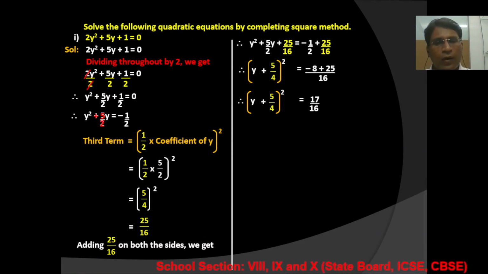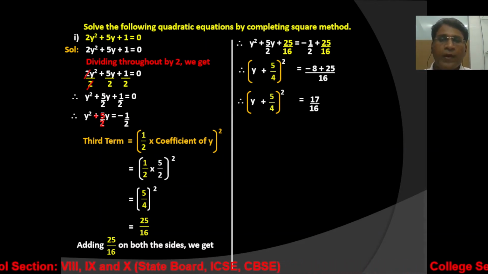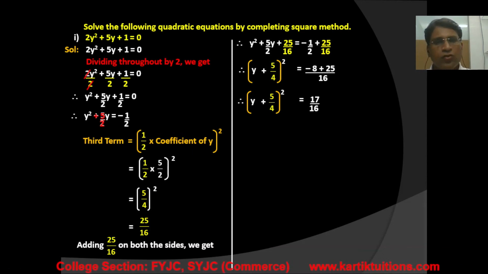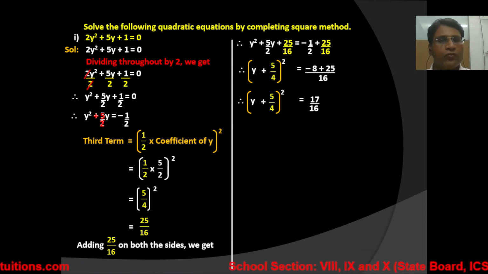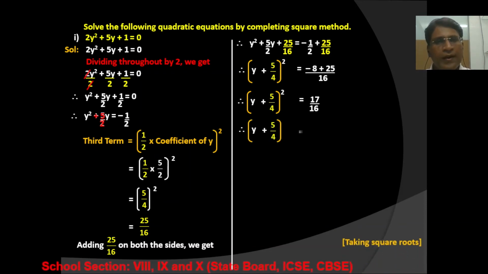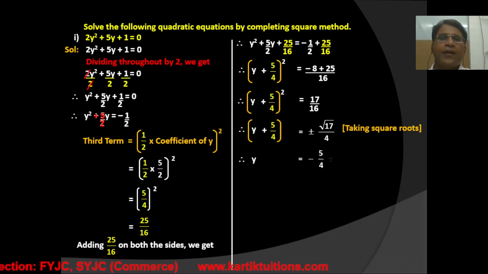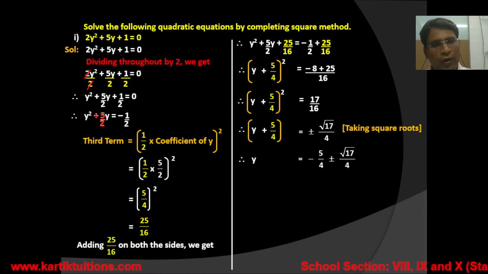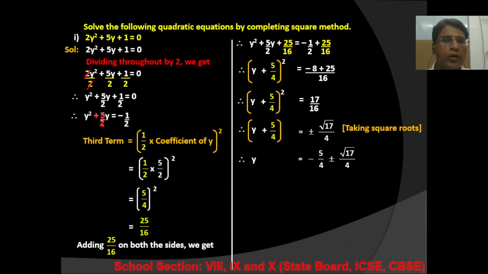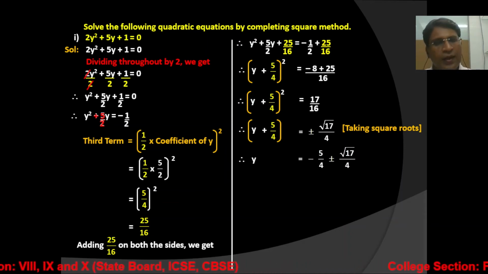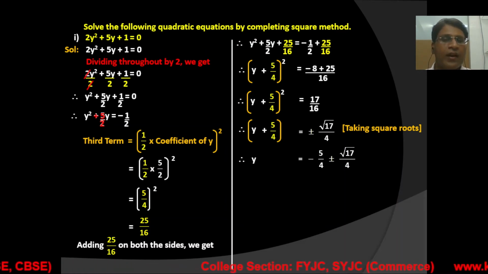Now the next step, taking square root with plus minus sign on right hand side. When we take the square root, our left hand side will become y plus 5 upon 4. On the right hand side, 17 is not a perfect square, but 16 is a perfect square. So when you take the square root of this, you will get plus minus root 17 upon 4. Now in the next step, I'll shift 5 upon 4 to the right hand side, so it becomes minus 5 upon 4. If you observe, between the two terms on right hand side, we have plus and minus sign. That is the reason we'll get the two roots.